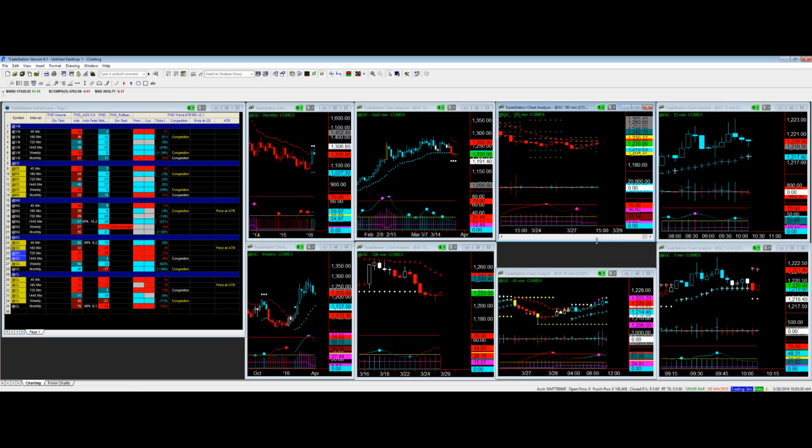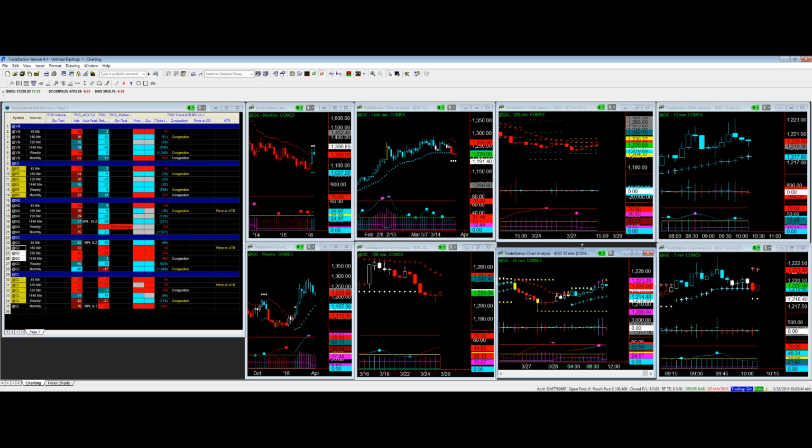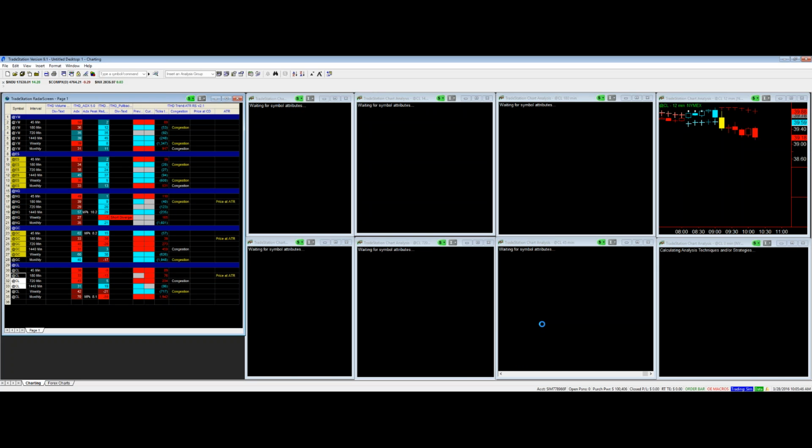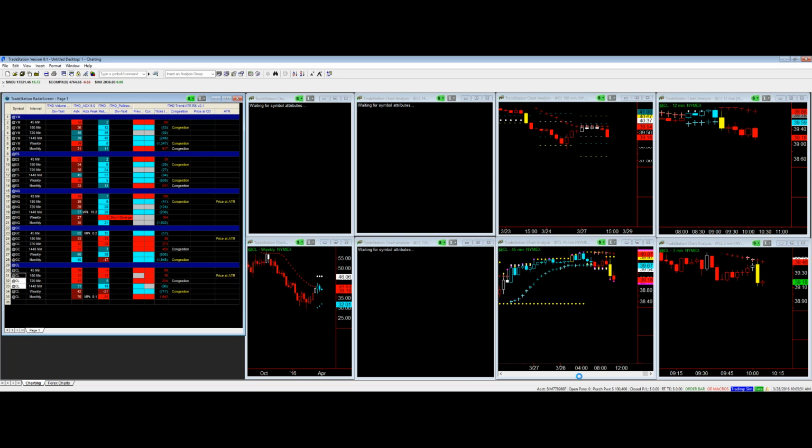This has just given me a heads up. Hey, I might have an entry on gold. It's just not there yet. Same thing on crude. You're at the ATR on the 180-minute chart.